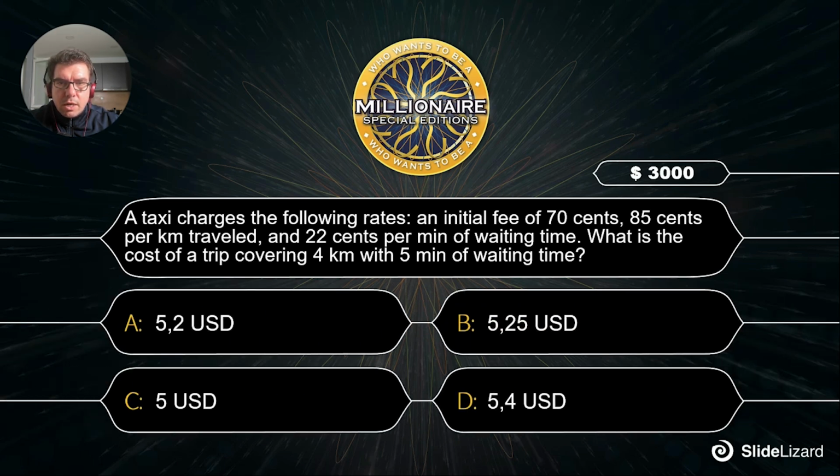A taxi charges the following rates: an initial fee of 70 cents, 85 cents per kilometer traveled, and 22 cents per minute of waiting time. What is the cost of a trip covering 4 kilometers with 5 minutes of waiting time? Think about it, 5 seconds, and tell me the answer.